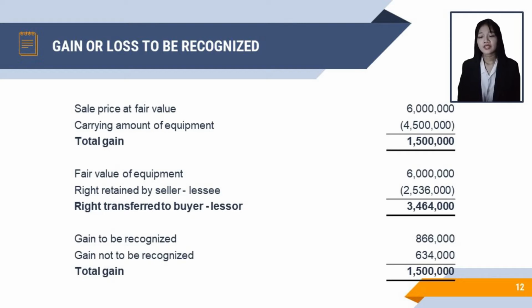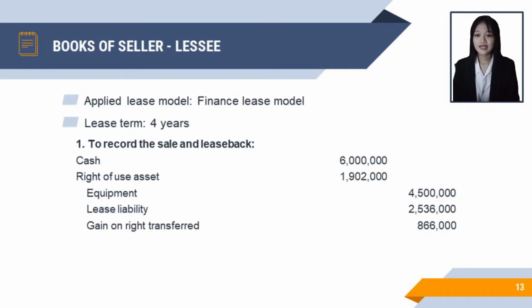Then, after we get those results, we just add our gain to be recognized and gain not to be recognized to get our adjusted total gain of 1,500,000 pesos. Next is the books of the seller-lessee.